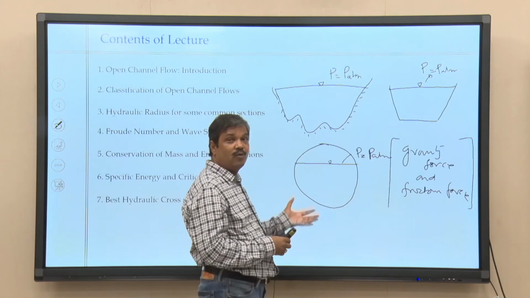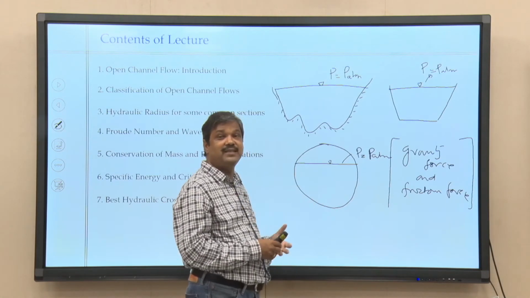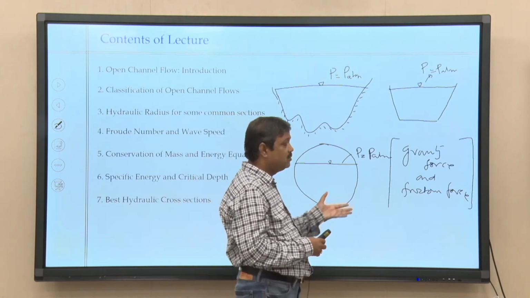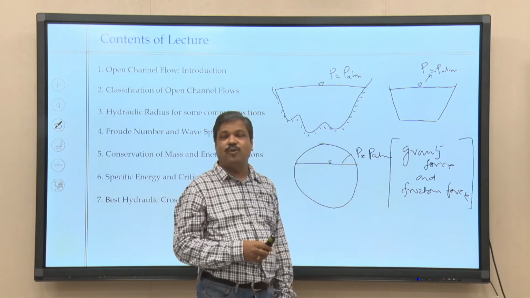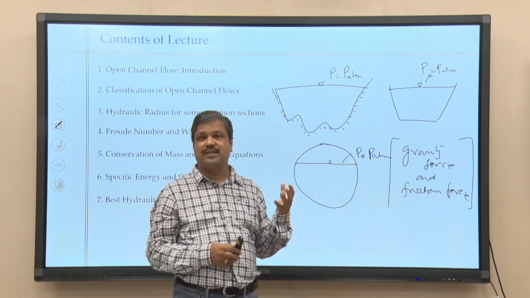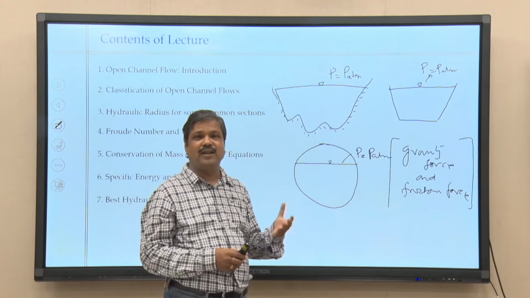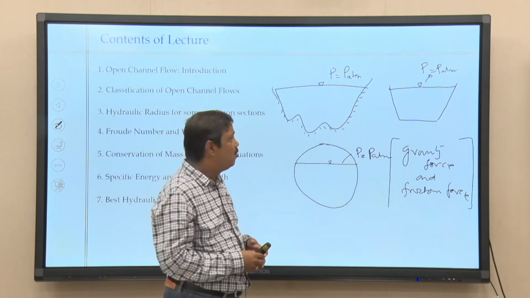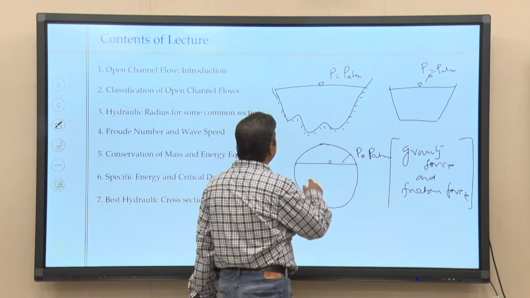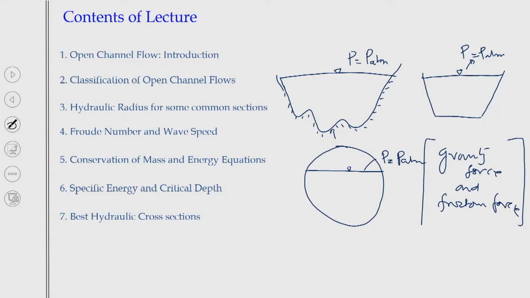So, that is the difference between pipe flow and open channel flow. In pipe flow, we have pressure flow energy, but when we talk about open channel flow, we have only two forces: the gravity force and the friction force. Where does the friction come from? The friction comes from the bed or the perimeter.